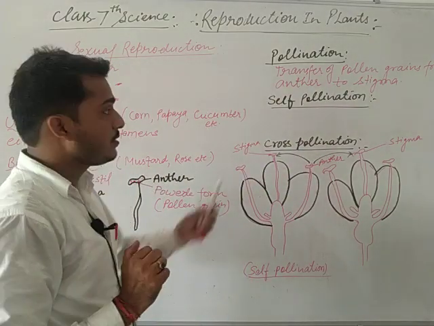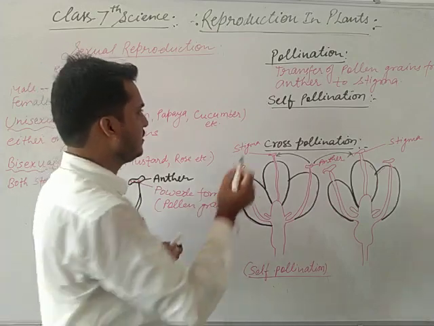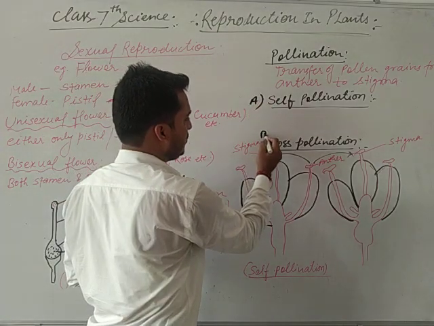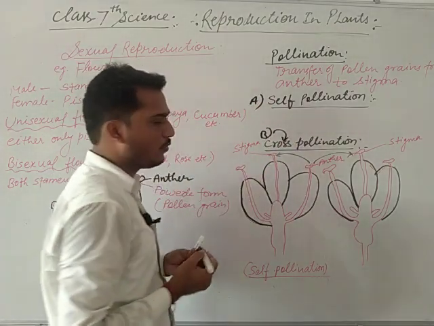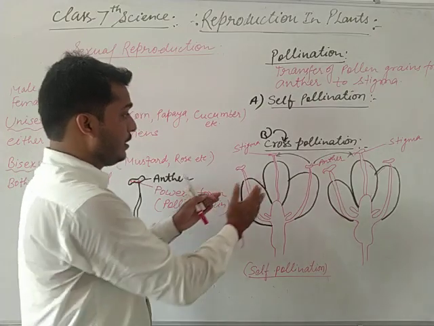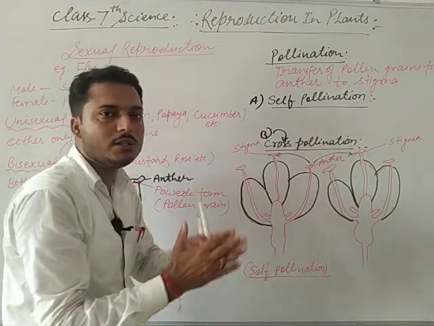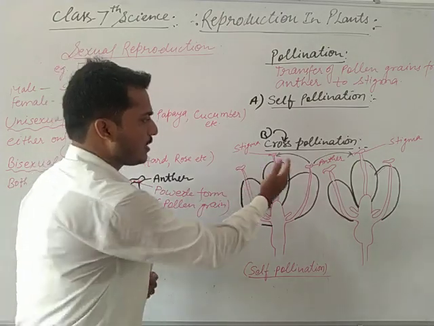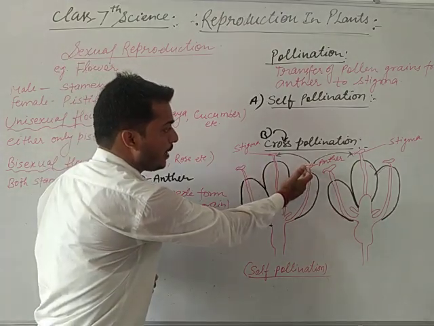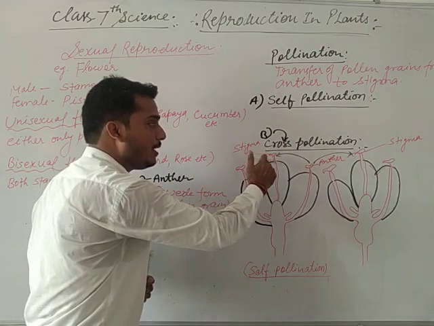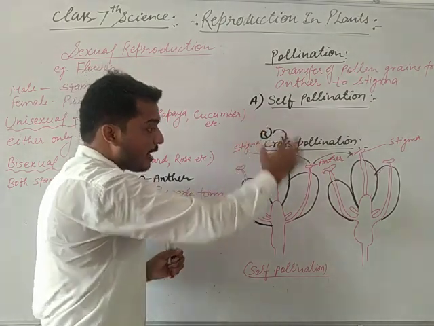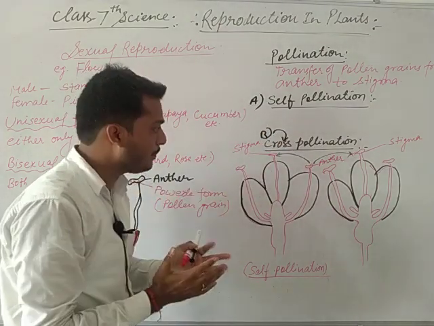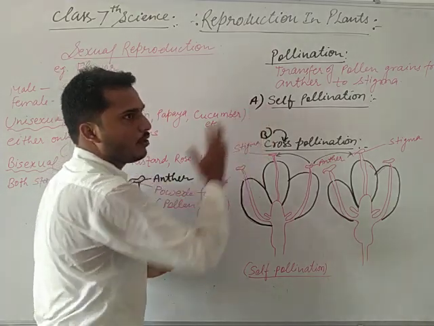Pollination is of two types: self pollination and cross pollination. You can see here, this is self pollination and this is cross pollination. Self pollination means the plant has both reproductive parts, male part and female part. Transfer of pollen grain from the male part, the anther, to the female part, the stigma, in the same flower, is called self pollination.